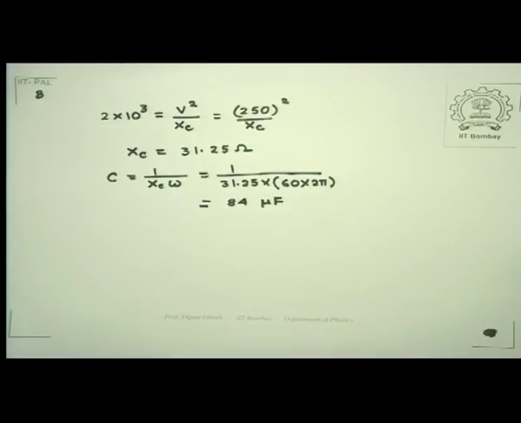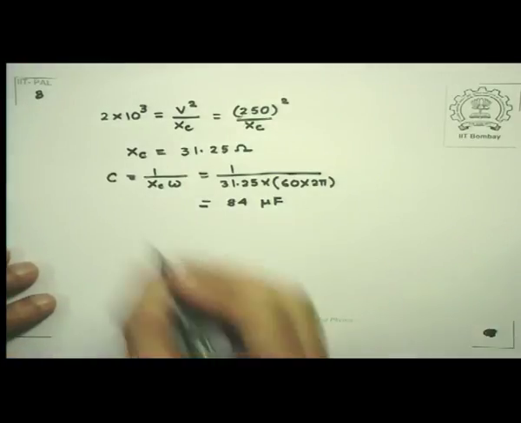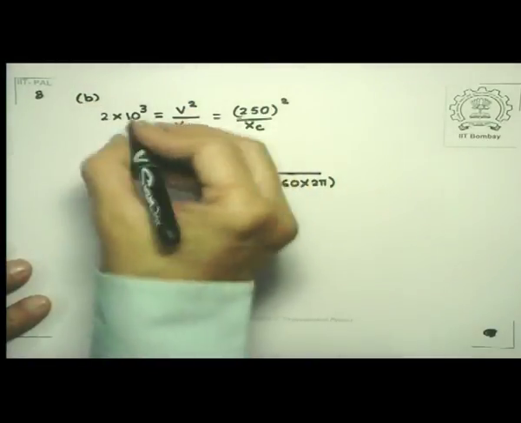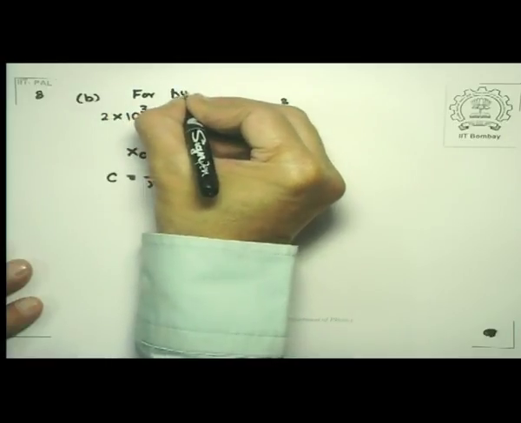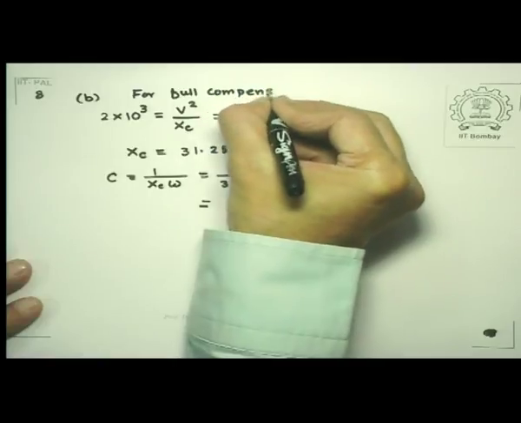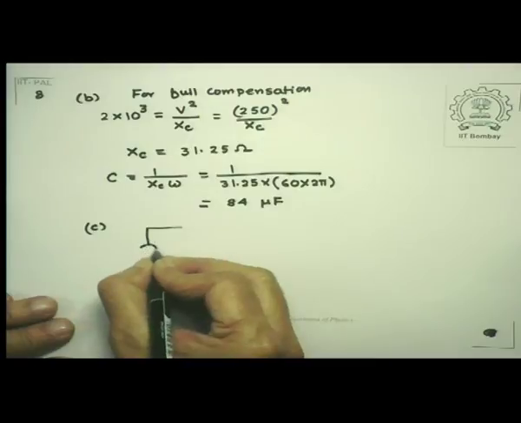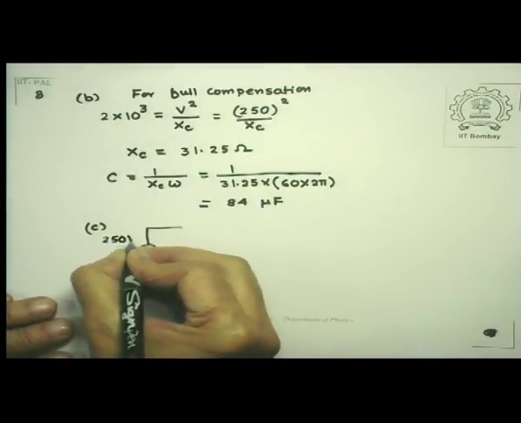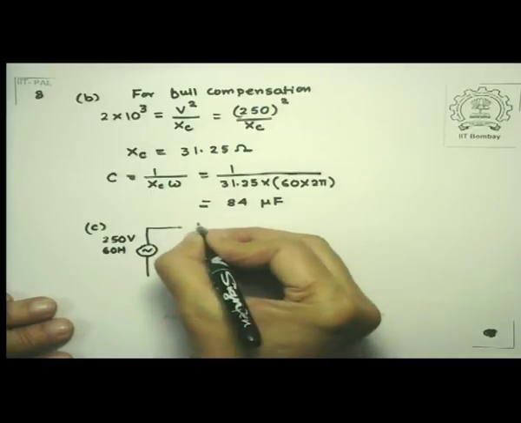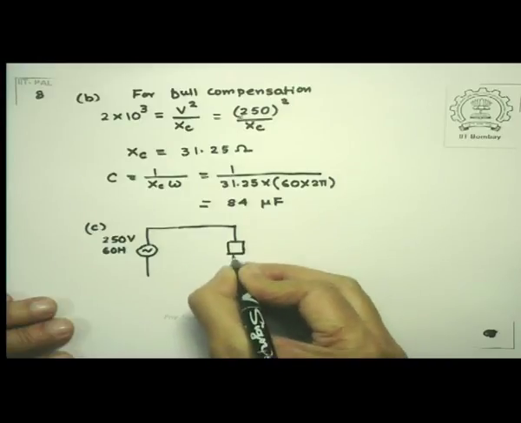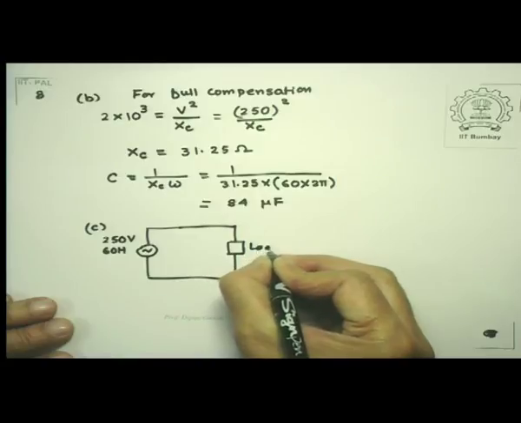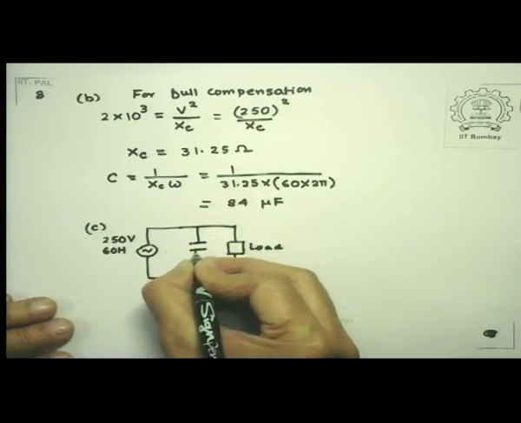Okay. Now let us suppose, so this is my second thing, for full compensation, what do we need? So I have seen that I need something like 84 microfarad. And let us suppose I have with me an 80 microfarad. So let me see how much of correction I have made. So my circuit now becomes 250 volts, 60 hertz. I had a load here, which I need not worry about right now. And I had decided to put in a capacitor which is 80 microfarad.